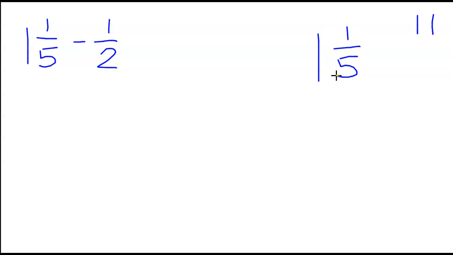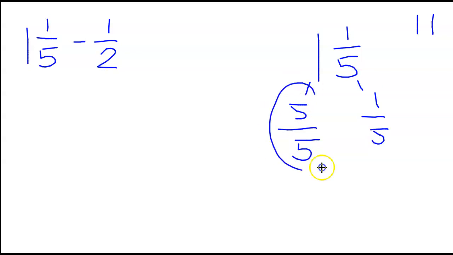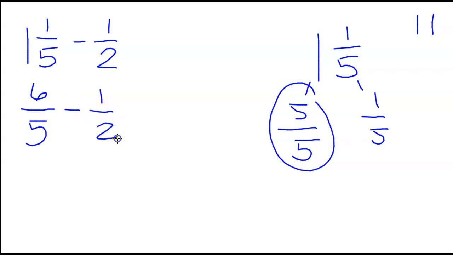All right, so how do we change this into an improper fraction? Well, 1 whole is the same as 5/5. I still have that 1/5 from before. How many total fifths do I have? I have 6 fifths. All right, so rewriting, now I have 6 fifths, take away 1/2. What's going to be my common denominator? Well, again, I'm working with fifths and halves, so that's going to be tenths.